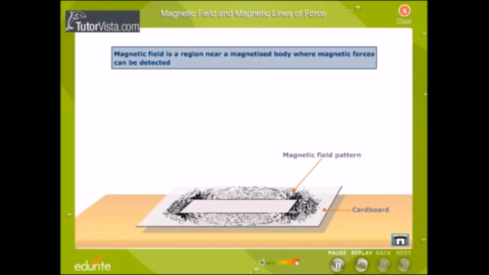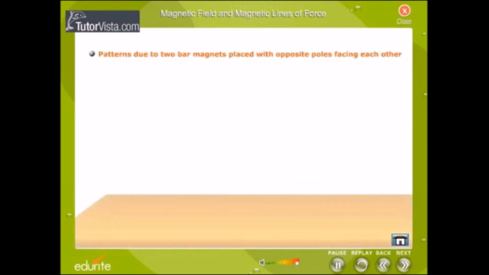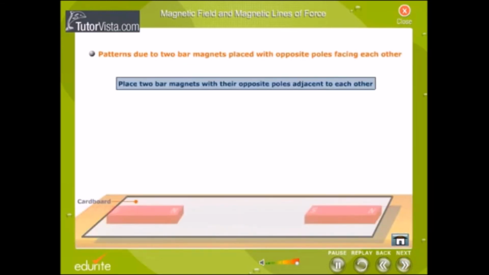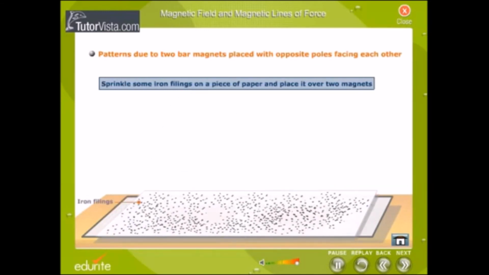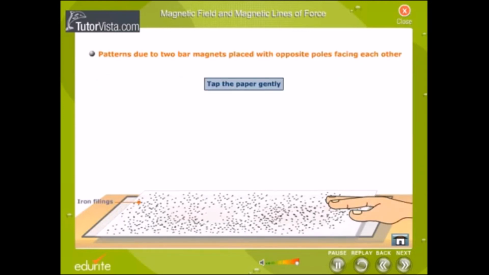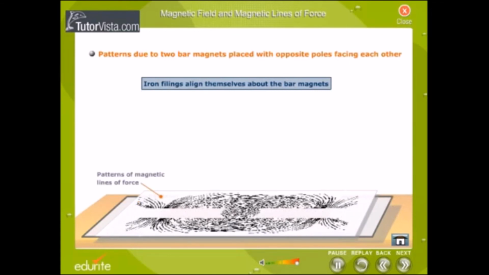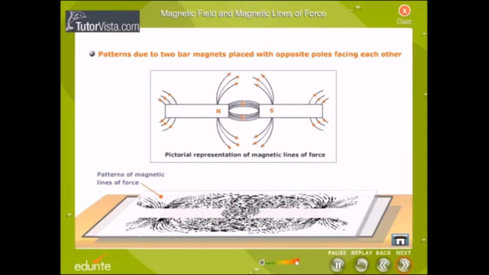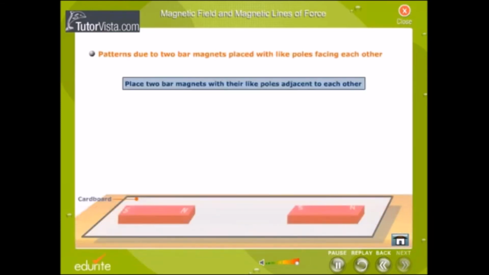A magnetic field is represented graphically by lines of force. Patterns of lines of force. Patterns due to two bar magnets placed with opposite poles facing each other. Patterns due to two bar magnets placed with like poles facing each other.